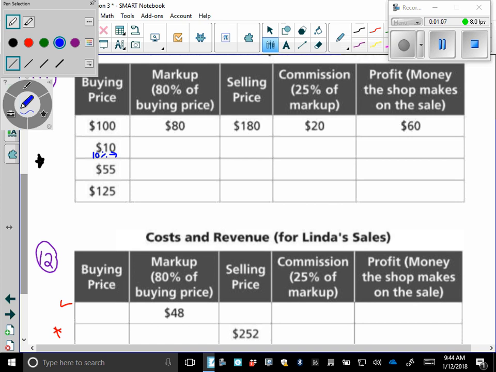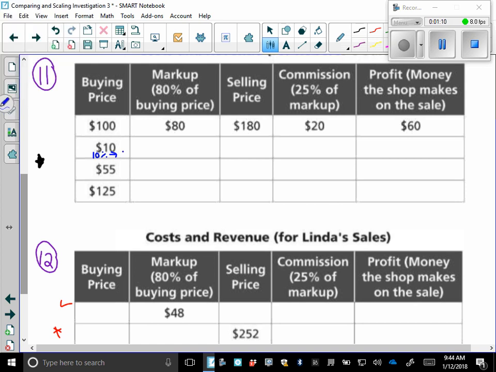So 10% of 10 is 1, right? And then to get 80%, we would just times by 8. And so this would be $8. And then same thing down here, 10% of 55 would be 5.5. So to get 80%, I would just multiply 5.5 by 8. And I really encourage you to do that in your head also.